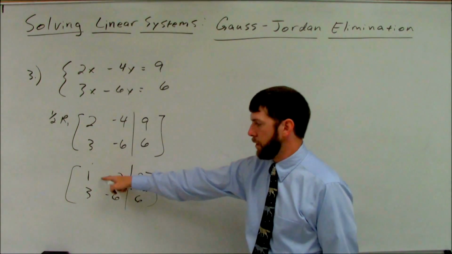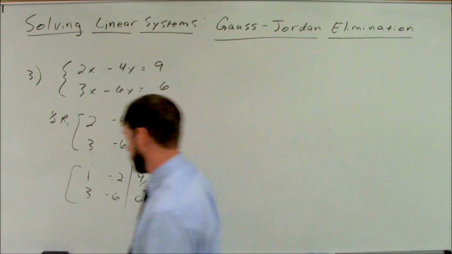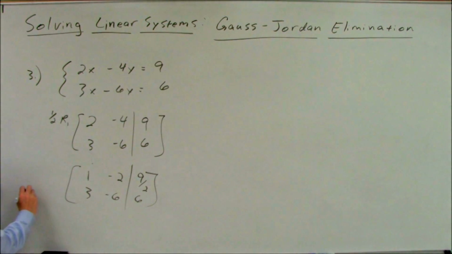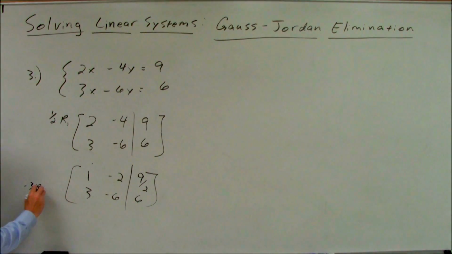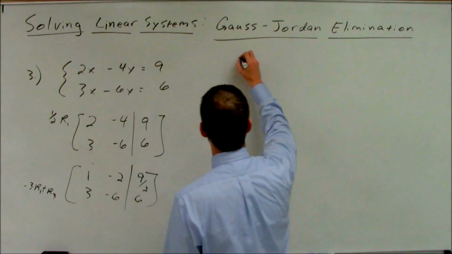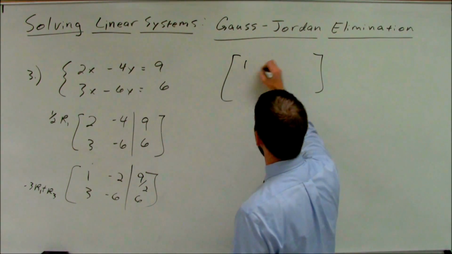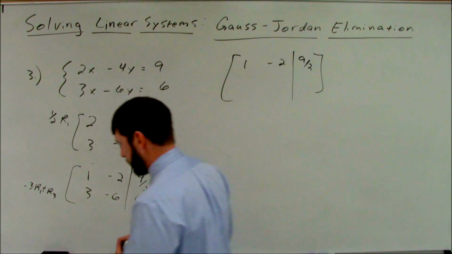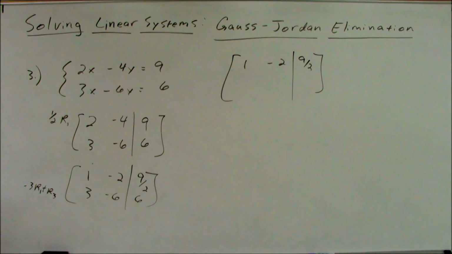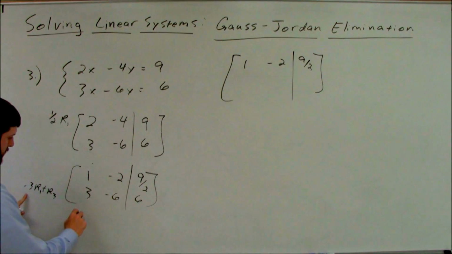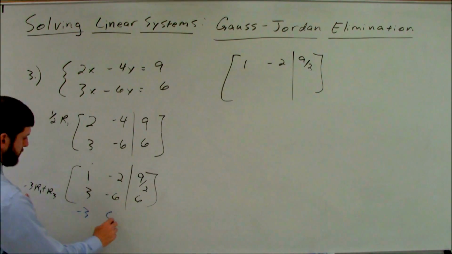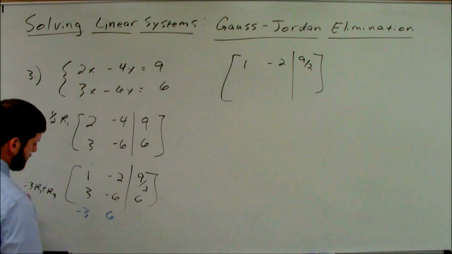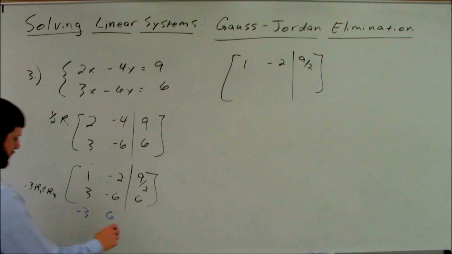Now we want to get 0 down here. So I'm going to do -3 times row 1, the opposite of your pivot, plus the row you want to change to get a new row. So 1, -2, 9/2 doesn't change. -3 times 1 is -3. -3 times -2 is 6. -3 times 9/2 is what? -27/2.